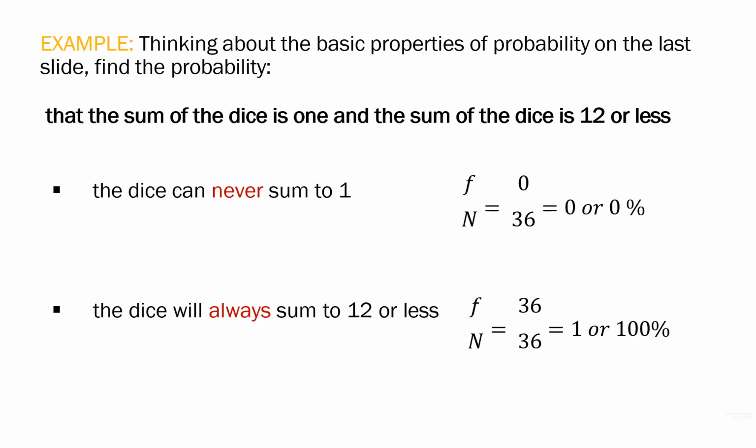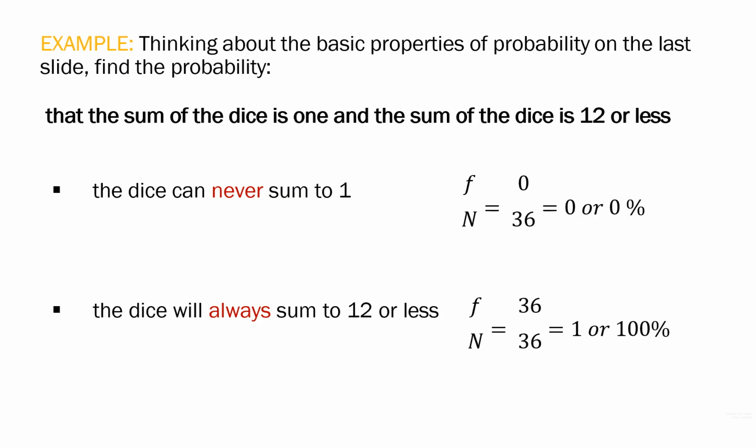Let's do another example. Thinking about the basic properties of probability on the last slide, find the probability that the sum of the dice is 1 and the sum of the dice is 12 or less. And when I say that, I am referring to two balanced dice that are rolled. So there are two dice. The dice, you have two of them, can never sum to 1 because the lowest number you can get on each one is 1. So that would be 2.